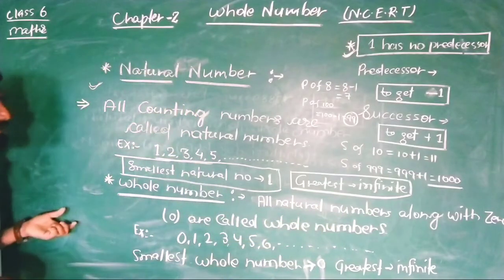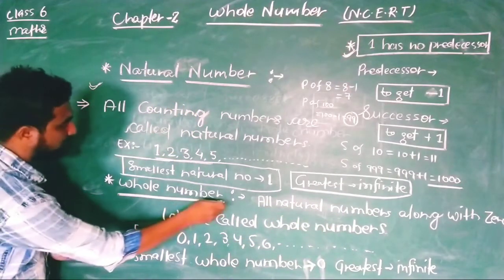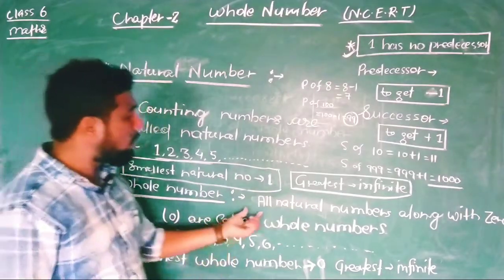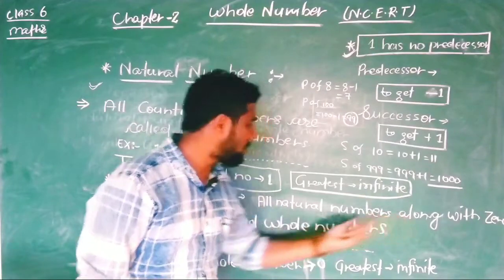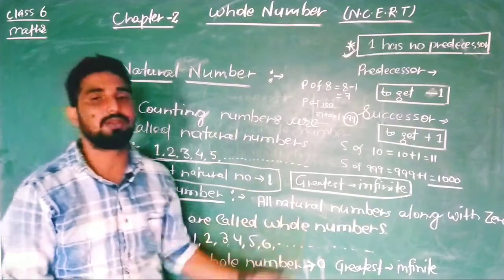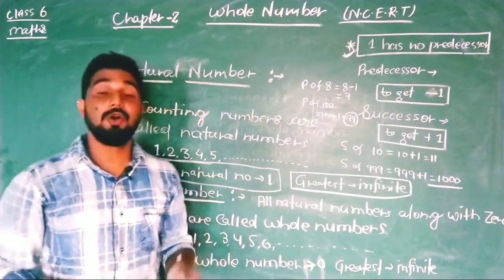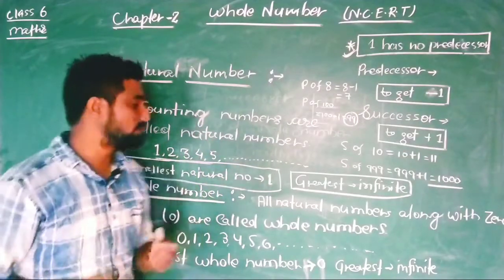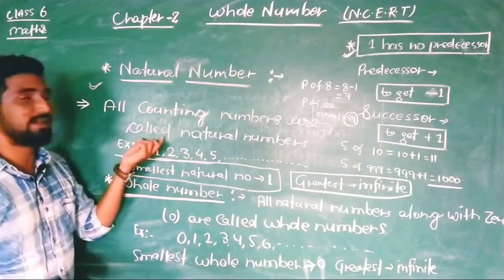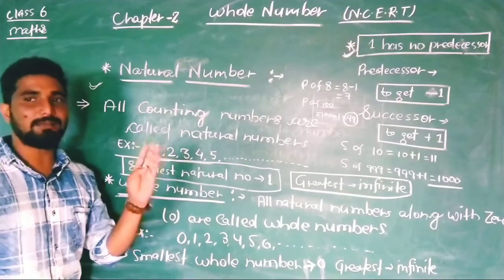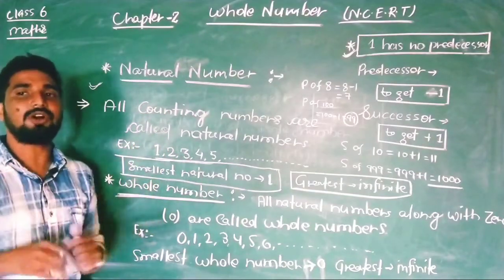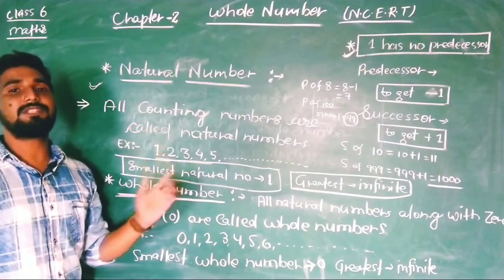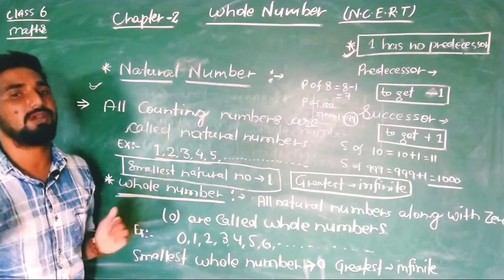Now let us look at whole numbers. What is a whole number? Let me read the first definition for whole numbers: all natural numbers along with 0 are called whole numbers. Means what? 0 was not included in the natural numbers, but if in this natural number family you include 0 as well, then the combination of 0 and the natural numbers is called whole numbers.